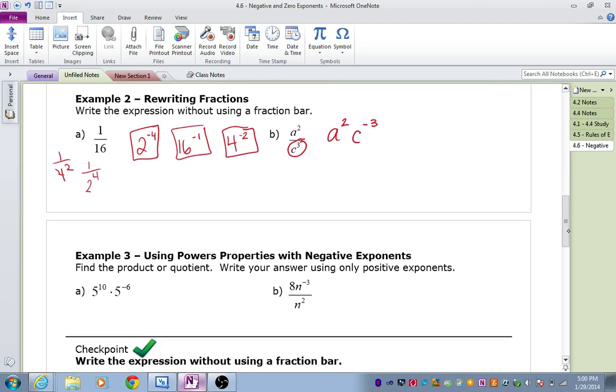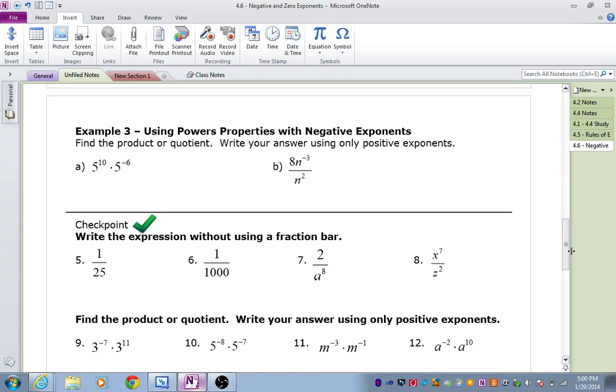Okay, let's flip our page over. We're going to use our power properties that we learned yesterday with negative exponents now. Remember, when we are multiplying things with the same base, we add the 2 exponents together. When we're dividing things with the same base, we subtract the exponents from each other. So we need to remember what we learned from yesterday. If you need to take out your notes to help you, then definitely go for it.